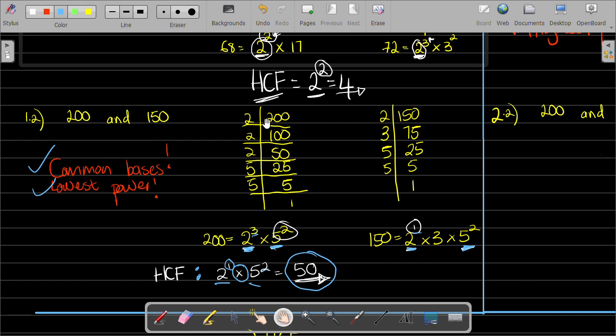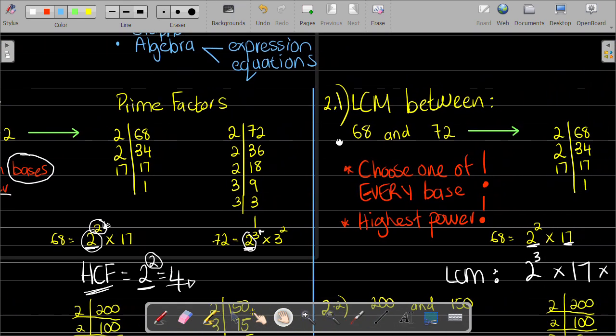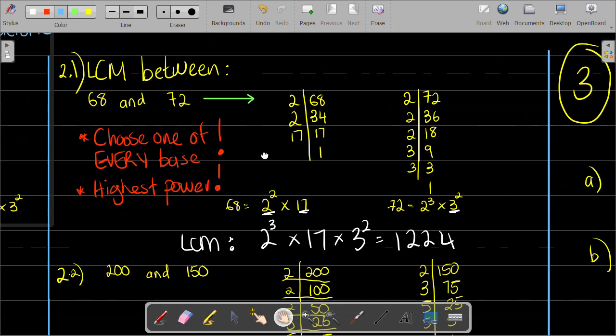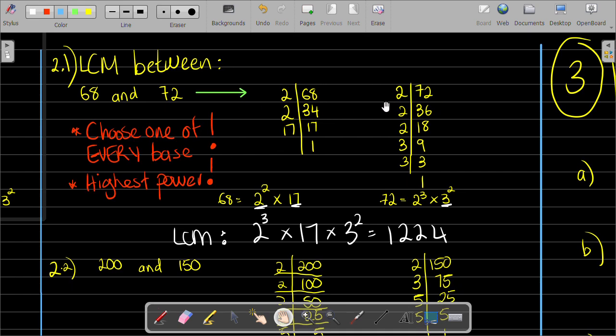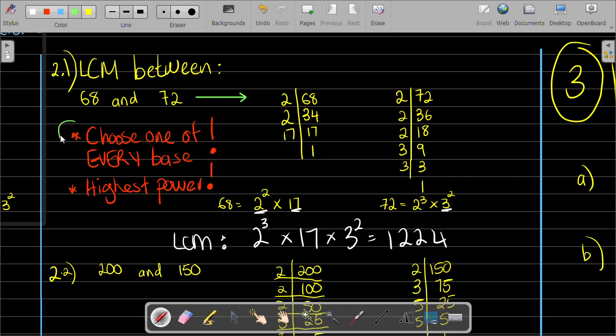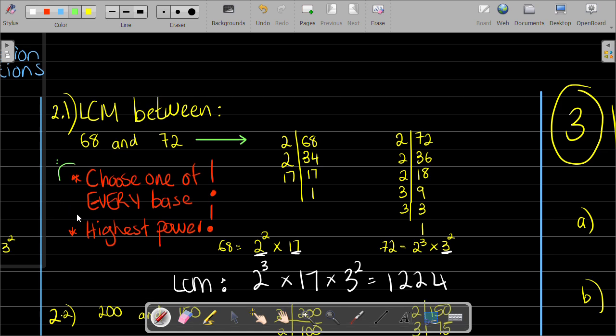Okay, guys, let's have a look at what happens when we are going to do LCM. It's the exact same process. You can see it's very similar to the ladder method and writing out the product of the prime factors, but then something very important is happening over here.